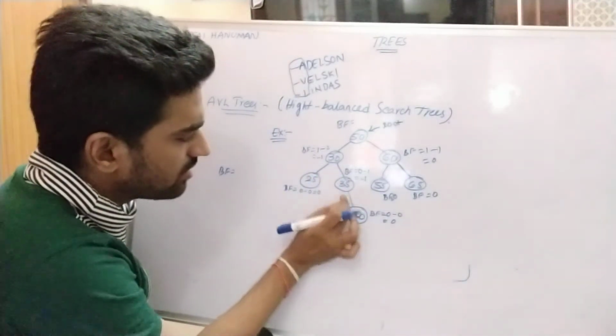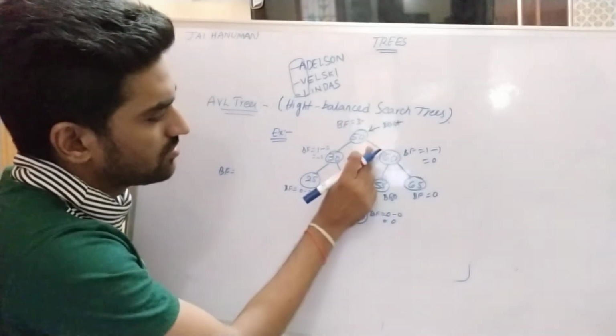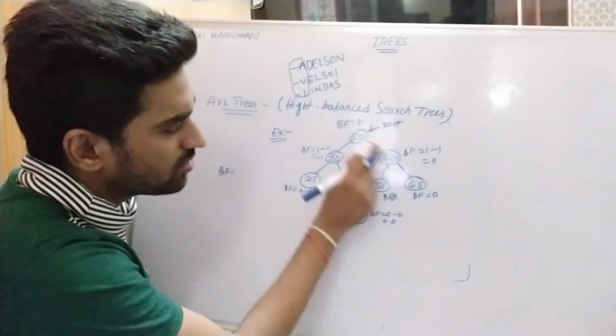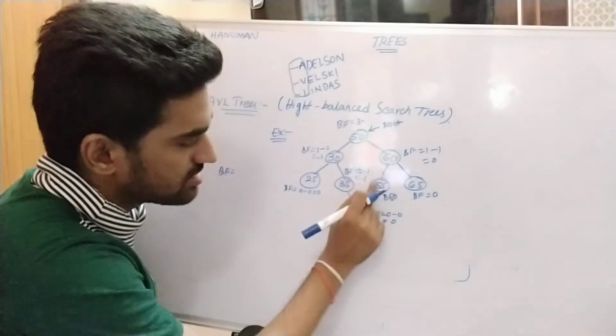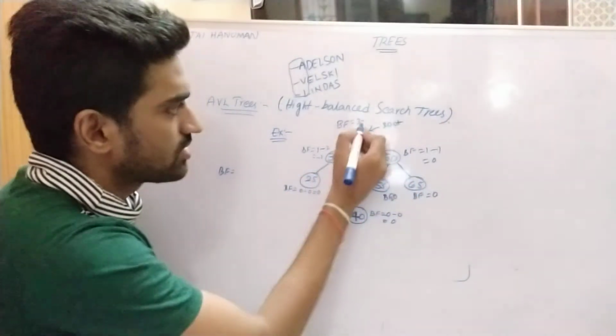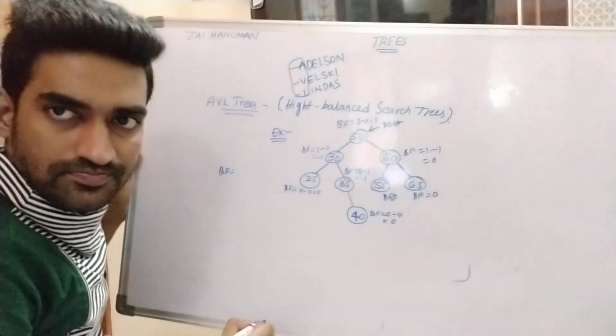So here 1, 2, 3. So 3 minus, so longest path from root node to leaf node to that node, right? So here two possible paths. One is this one, one is this one. So for two paths, number of edges are 2. So that is 3 minus 2, which is equivalent to 1.